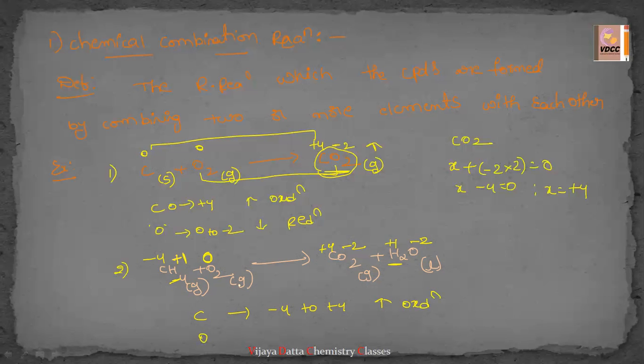Coming to oxygen, oxygen is 0 over here, and on this side oxygen is minus 2. Even in H2O, oxygen is minus 2. So oxygen's oxidation state goes from 0 to minus 2. Decreasing oxidation state is called reduction. So both oxidation and reduction are taking place. This reaction is a redox reaction, and also two elements or two compounds are combining and forming the products. So this is an example of a chemical combination reaction. Okay students, this is about chemical combination.